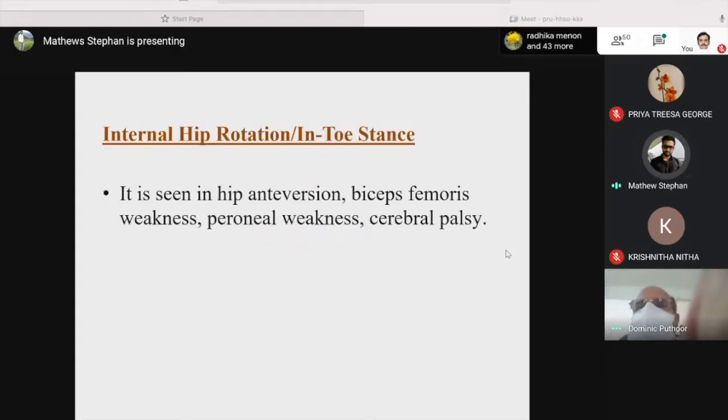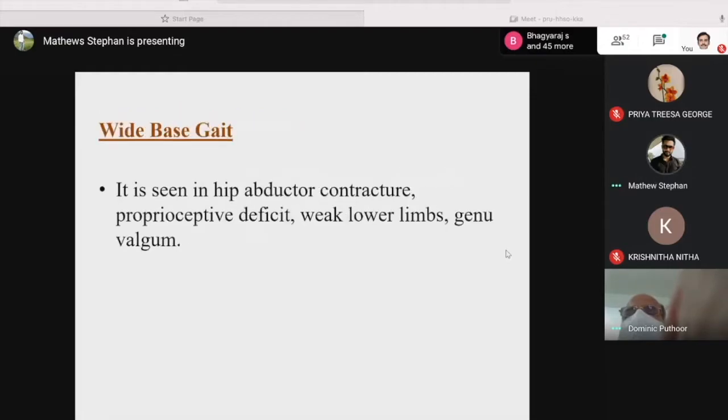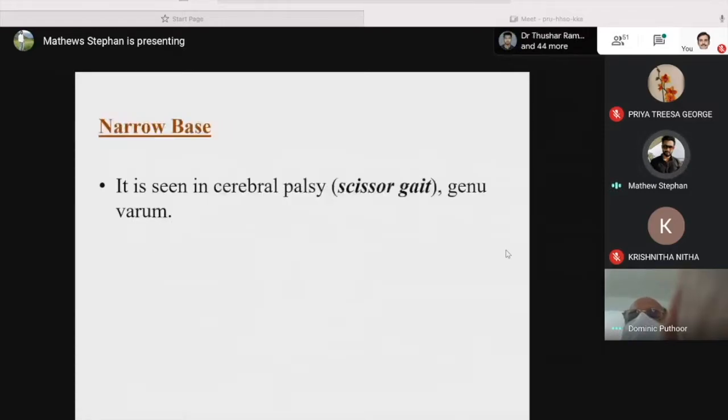Coming to internal hip rotation or in-toeing in stance, it is seen in hip anteversion, biceps femoris weakness, peroneal weakness, and cerebral palsy. External hip rotation, it is seen in weak quadriceps, weak medial hamstring, pes valgus, weak tibialis anterior or tibialis posterior. Next, wide base gait, it is seen in hip abductor contractures, proprioceptive defects, weak lower limb, genu valgum. Narrow base, it is seen in cerebral palsy, which is a scissoring type of gait, and genu varum. These are in the narrow base.